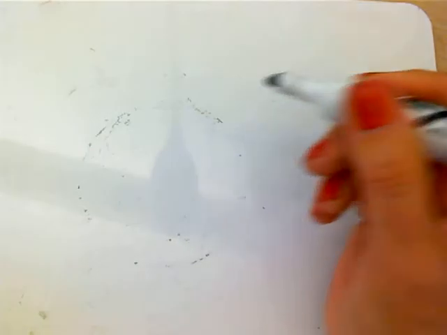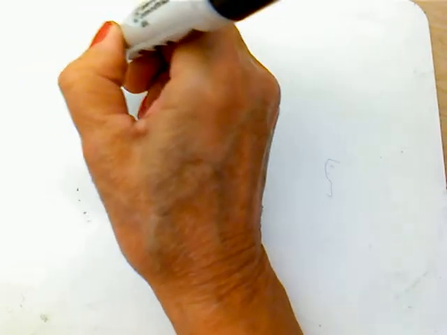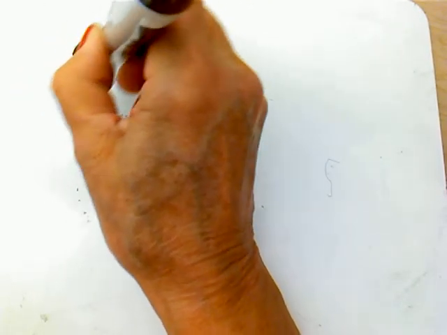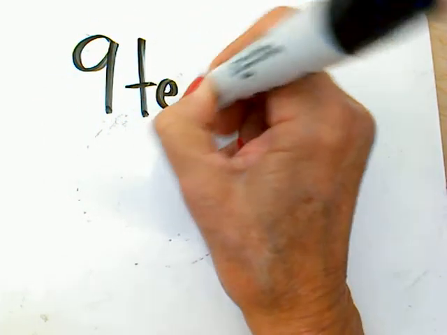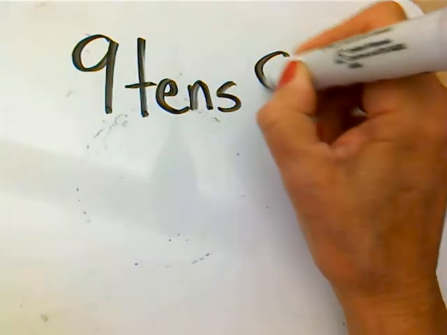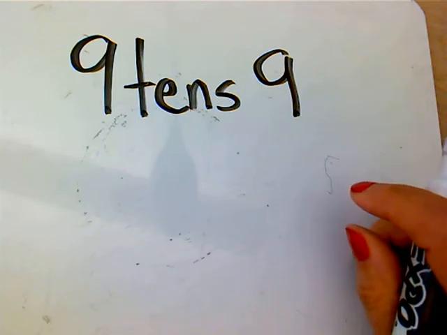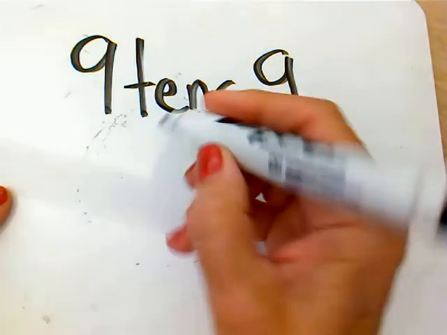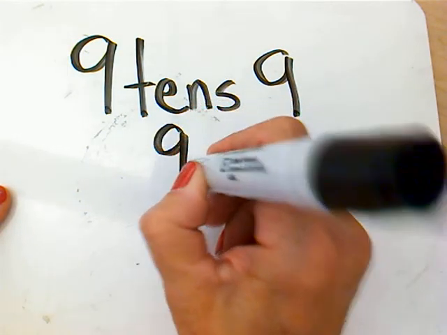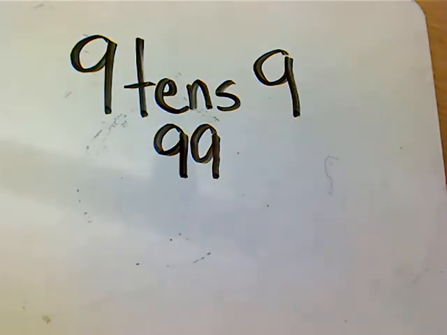Let's try a couple more. Let's try 9 tens 9. What would that be? 1, 2, and 3. Did you say 99? If you did, congratulations. That's exactly correct.